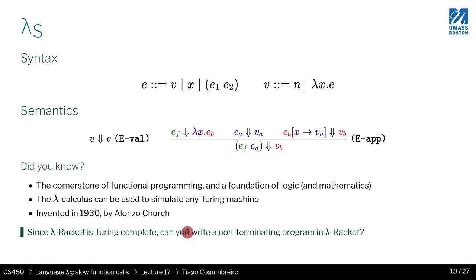Okay, so how do we read this? Let's go through the rules. We have two rules, and one is called E-var, and another is called E-app, for application.